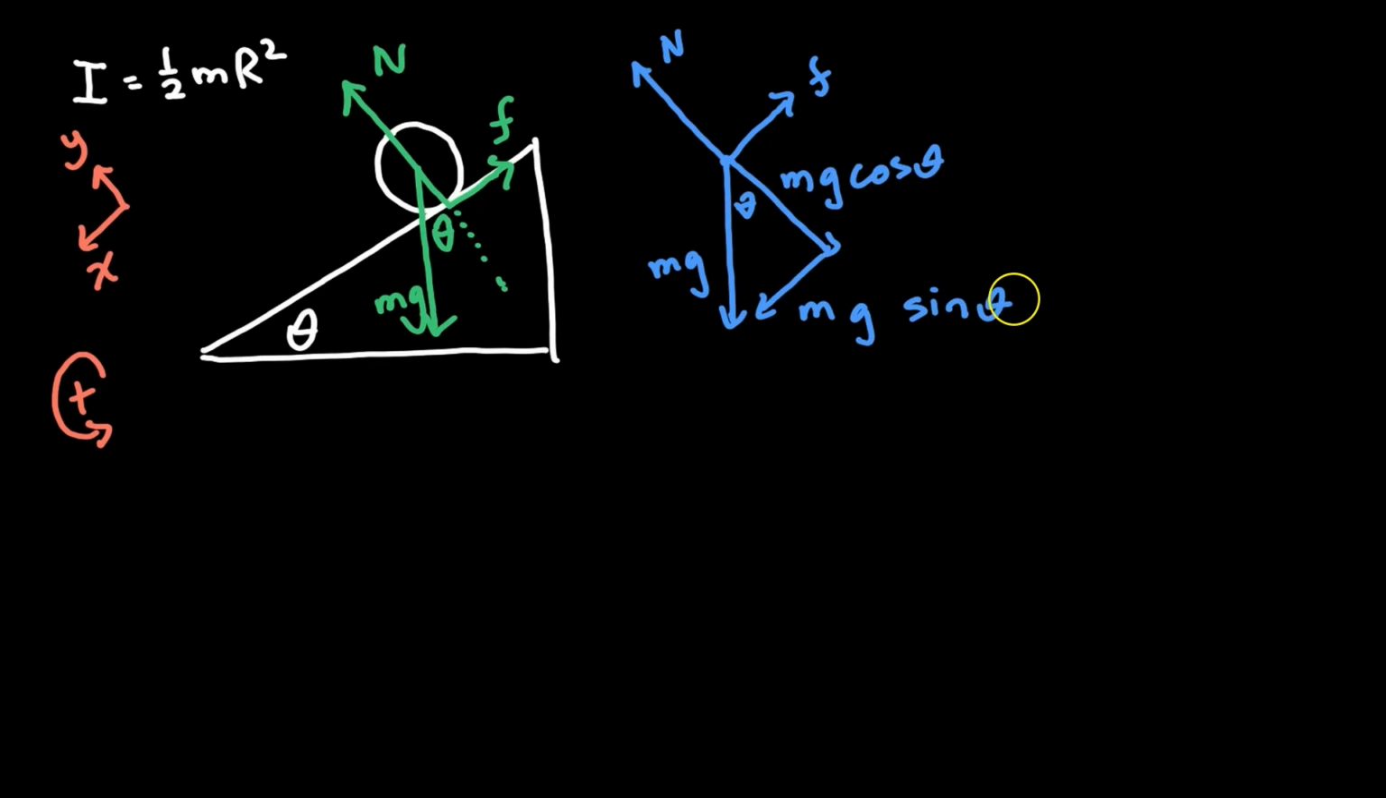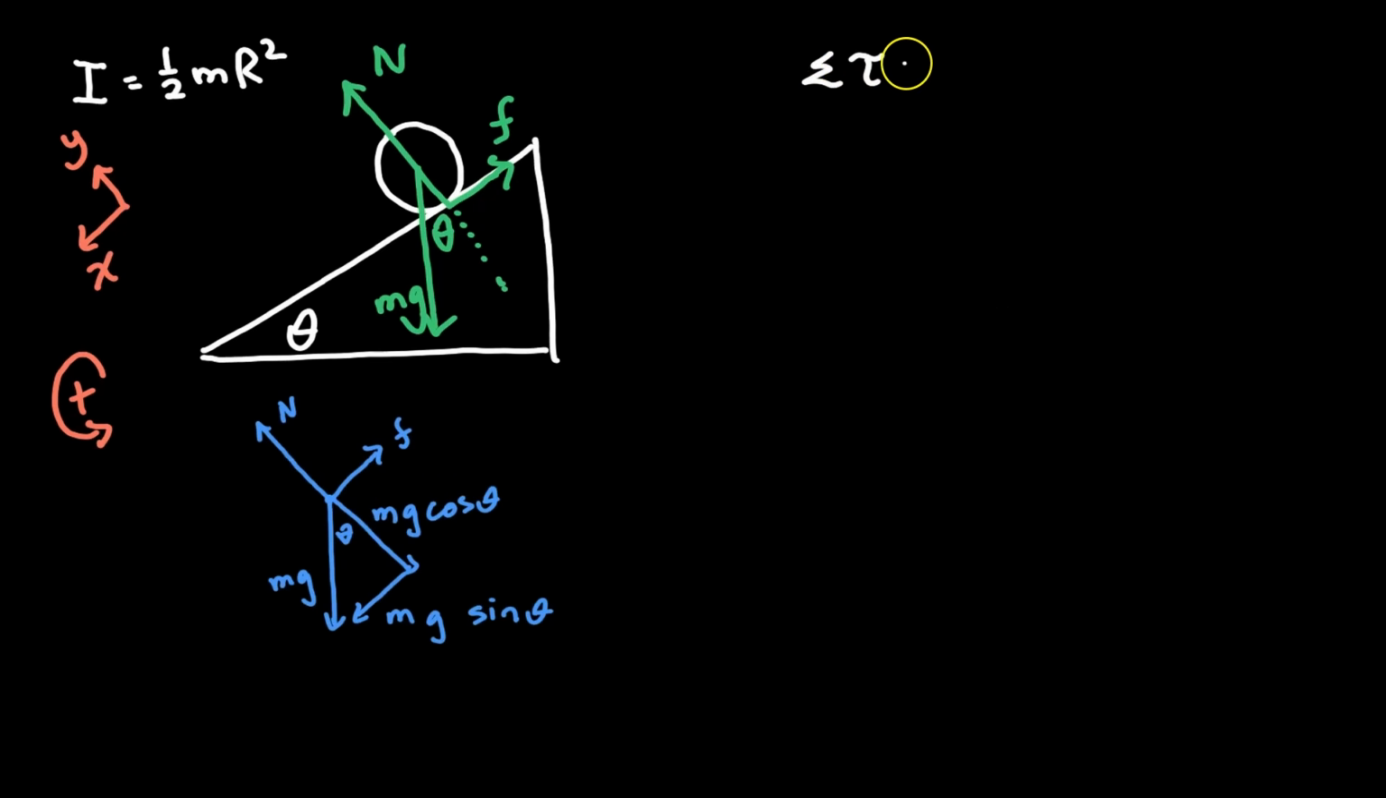The perpendicular component is right next to theta, so it's going to be mg cosine theta, and the parallel component, which is opposite of theta, will be mg sine theta. To find the linear acceleration, we're going to need to know all the forces along the x direction. And one of those forces is friction. We're going to use net torque is equal to I times alpha to find the friction.